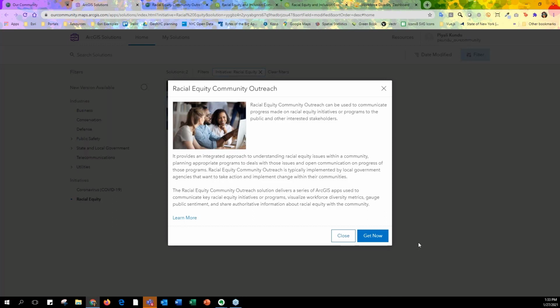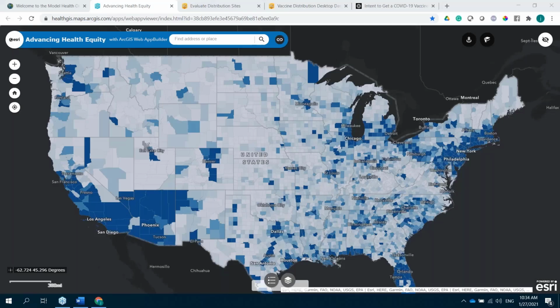But sometimes you need to go beyond a solution template to do more specific analytics or create a specific product. Next, Jonathan will show some examples of other workflows and applications health professionals can build and utilize in ArcGIS for essential health workflows and decisions. Thanks, Piyali. That definitely was a great demo.